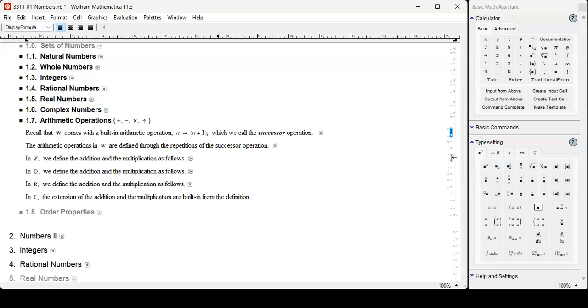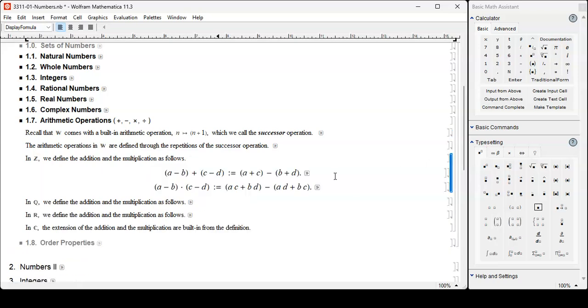How about Z? Addition, multiplication, and power we can define like this. Addition: a minus b plus c minus d is the sum a plus c and b plus d, like that. So that's a whole number, that's a whole number, and this whole number minus that whole number is an equivalence class. And multiplication, again, is a whole number minus a whole number.